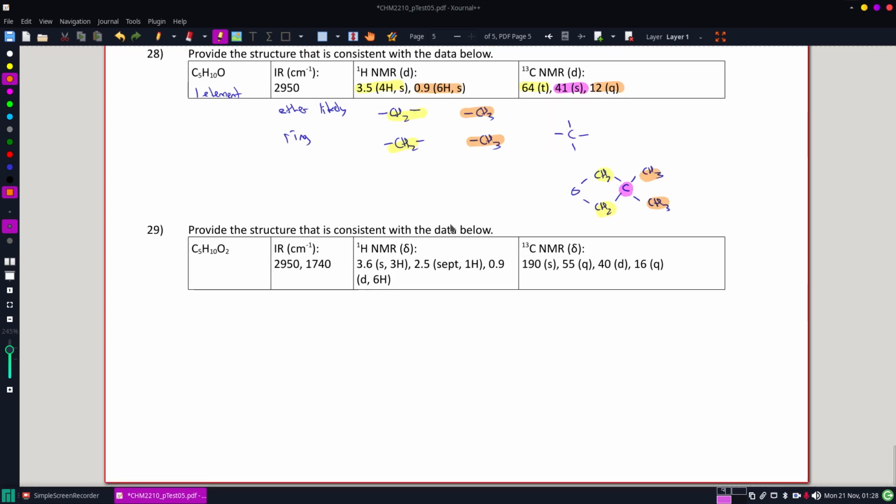Alright, 29. C5H10O2, very similar to the previous one, but now we have 2 elements of unsaturation. And this definitely says carbonyl, likely ester. This kind of confirms it's a carbonyl without any hydrogens, so I'm going to go with an ester. Alright, still have 4 carbons and 10 hydrogens to take care of. Have a 3 hydrogen singlet. So it's an isolated all by itself. Very deshielded. It's probably connected to that oxygen.